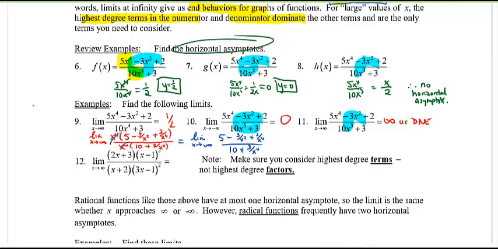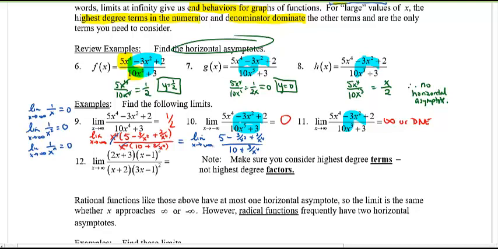Well, let me do a side note over here. What is the limit as x approaches infinity of the function 1 over x? If you said this is 0, you're correct. What about the limit as x approaches infinity of the function 1 over x squared? If you said 0, you are correct. If you said the limit as x approaches infinity of 1 over x to the power n, where n is any whole number, equals 0, you are correct.